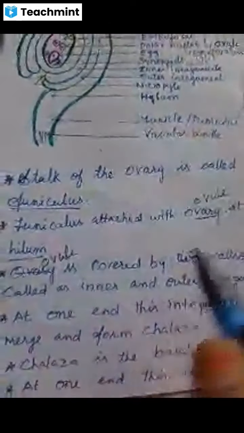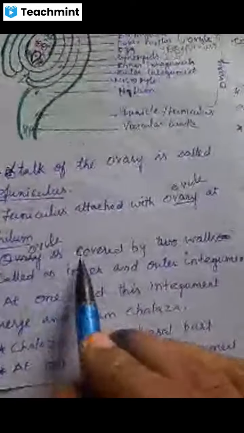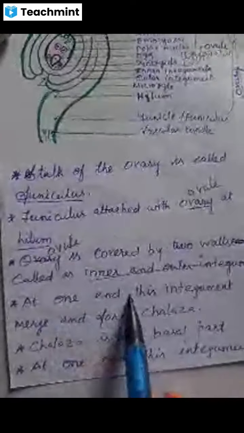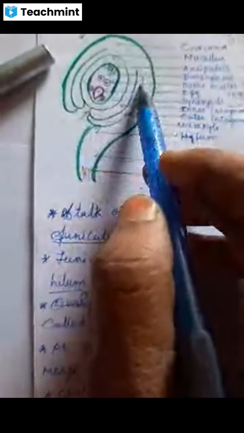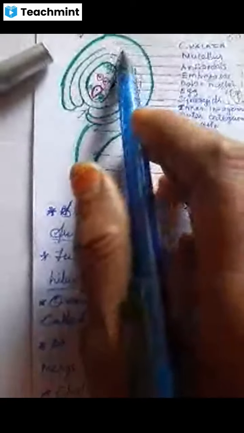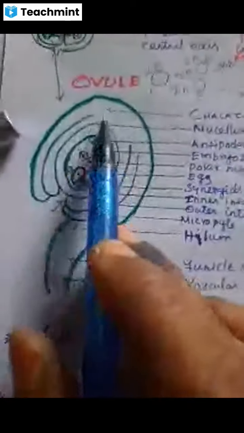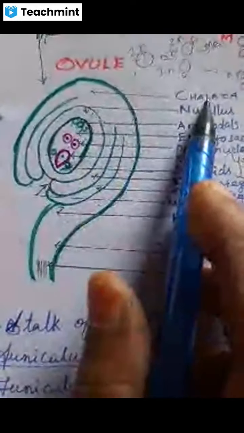Here also ovule. The ovule is covered with two wall layers, the inner integument and the outer integument. At one end, the integuments merge in the region of the chalaza. The integuments are not completely developed; at the basal side there is a merging of integuments. This is called the chalazal region.